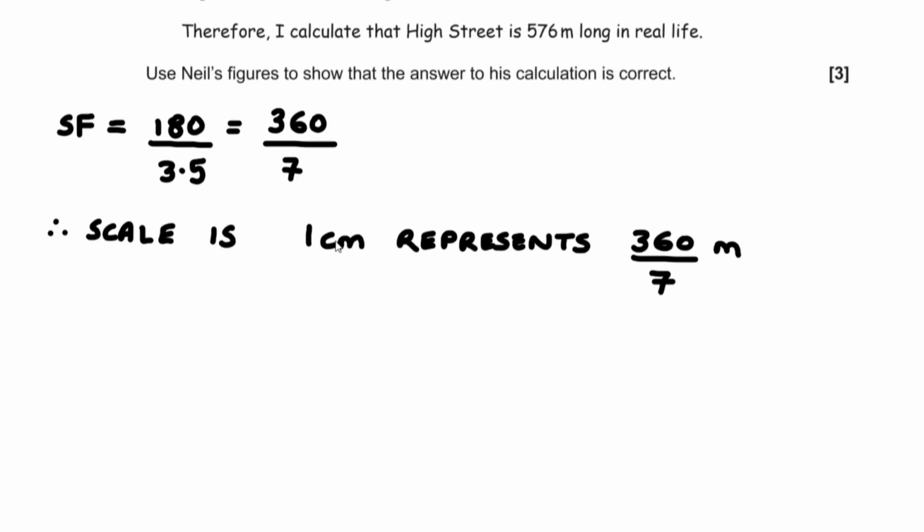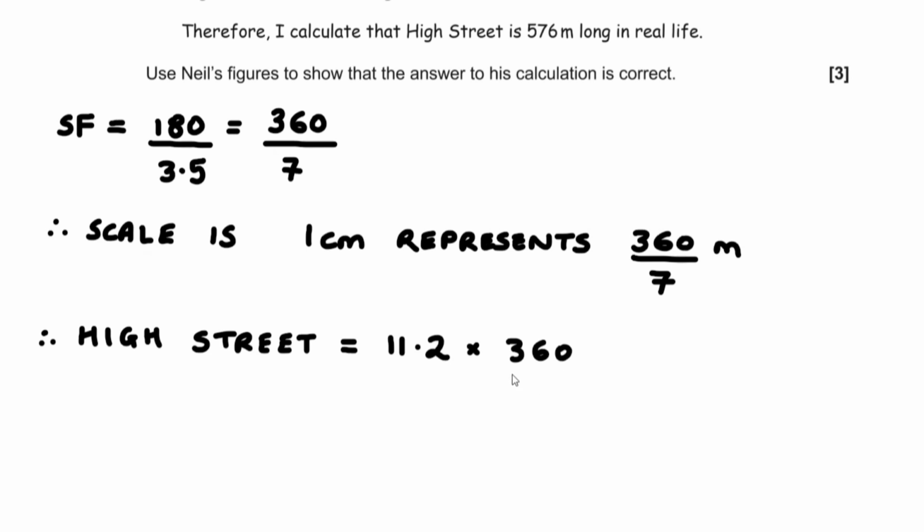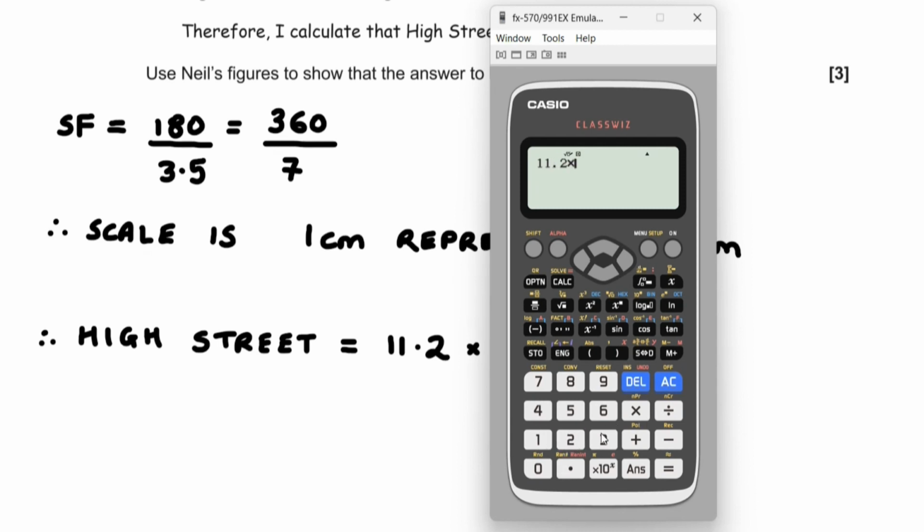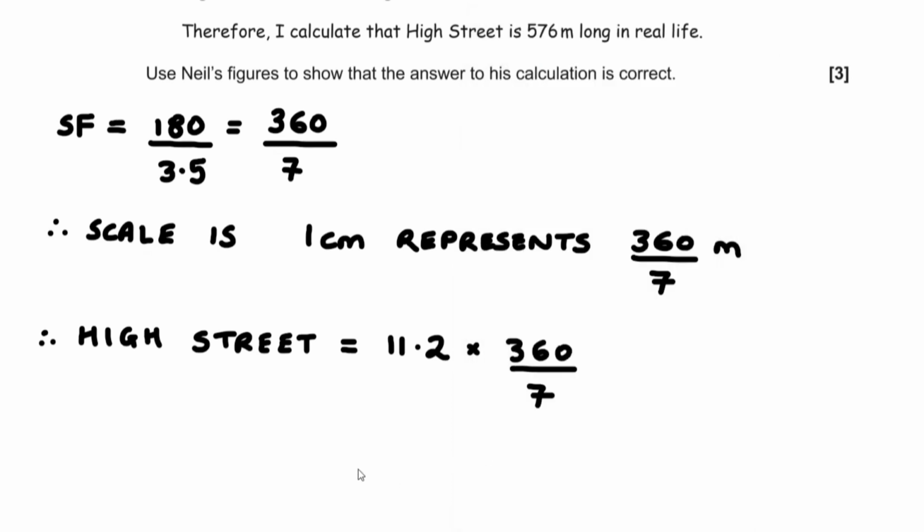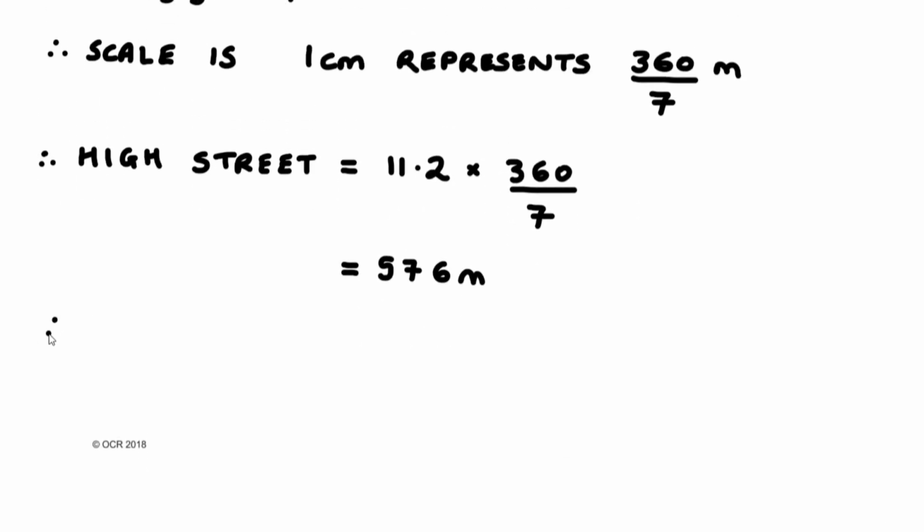Now if he measures High Street to be 11.2 centimeters, that means High Street is equal to 11.2 multiplied by 360 over 7. So this is 576. So I have 576 meters in real life. So his calculation is correct.